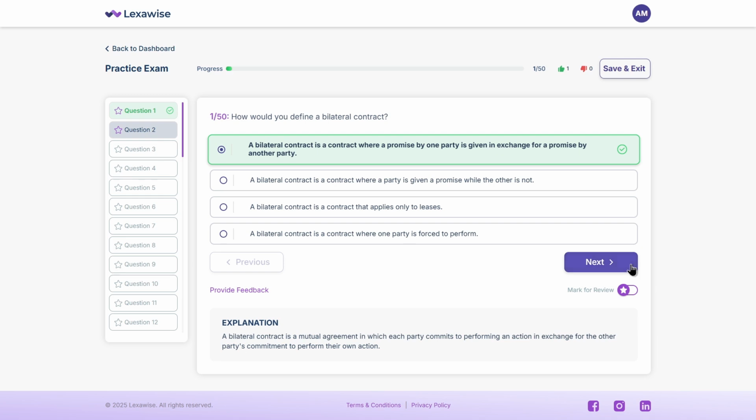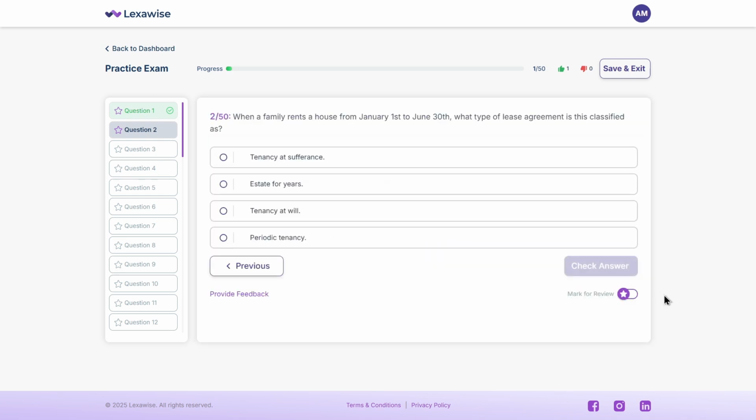Here's another one. When a family rents a house from January 1st to June 30th, what type of lease agreement is this classified as? A. Tenancy at sufferance. B. Estate for years. C. Tenancy at will. D. Periodic tenancy. Think it through.